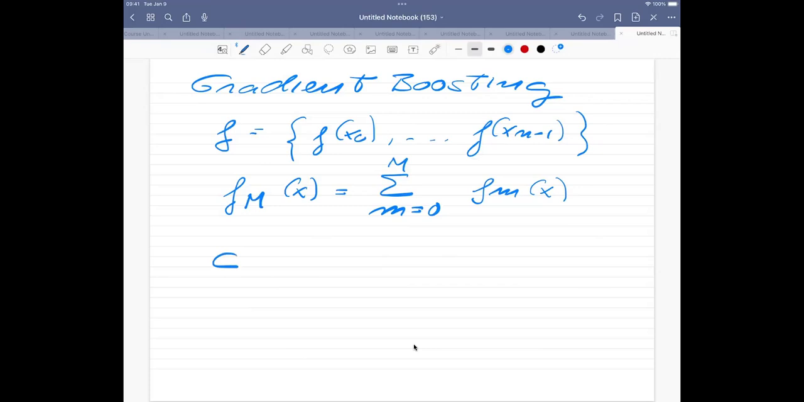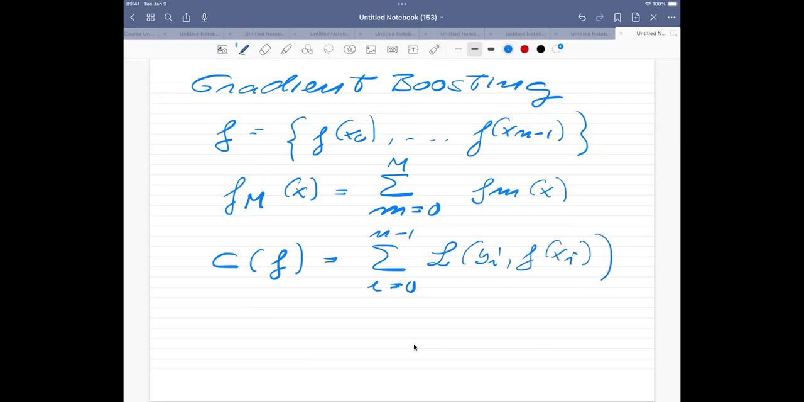We are going to define a function which is now a function of this f. This is given by the sum over all the individual losses, as we call them, an L of y of i, where y of i is a data point, and then we have this function x of i, which is our prediction. We are going to find the optimal f by optimizing this cost function, as a function of these f as parameters, the cost function C of f.